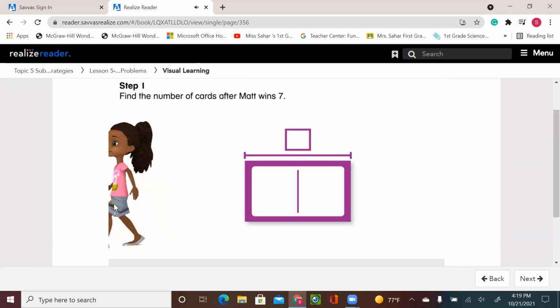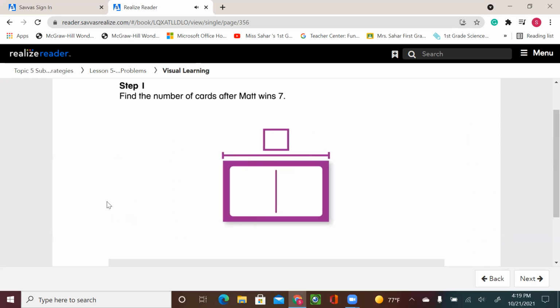Step 1. Find the number of cards after Matt wins 7. He had 8. He won 7 more. Add 8 and 7 to find how many in all. 8 plus 7 equals 15.